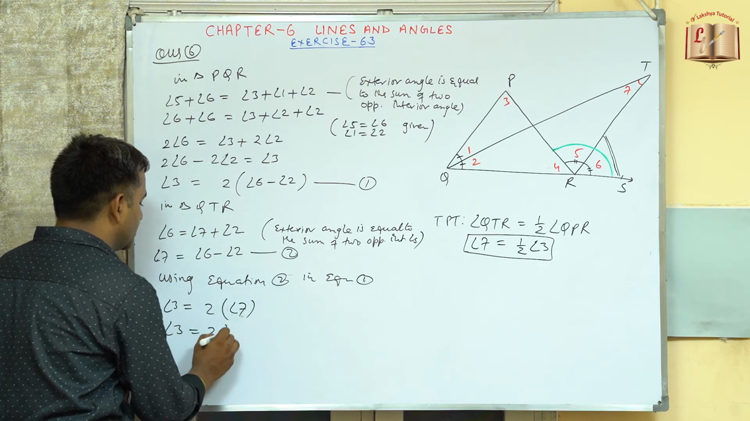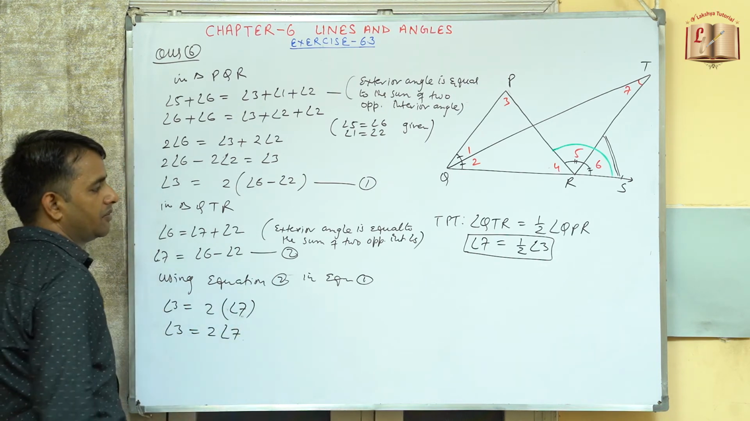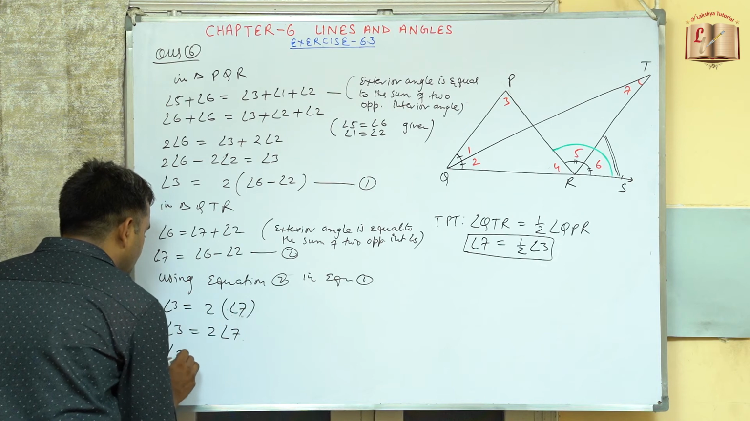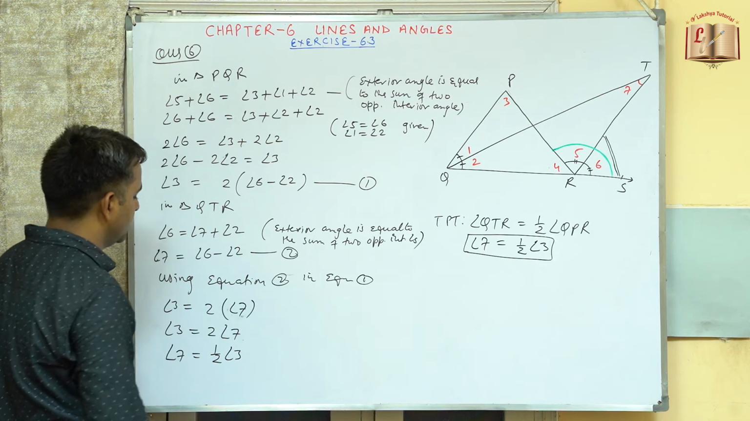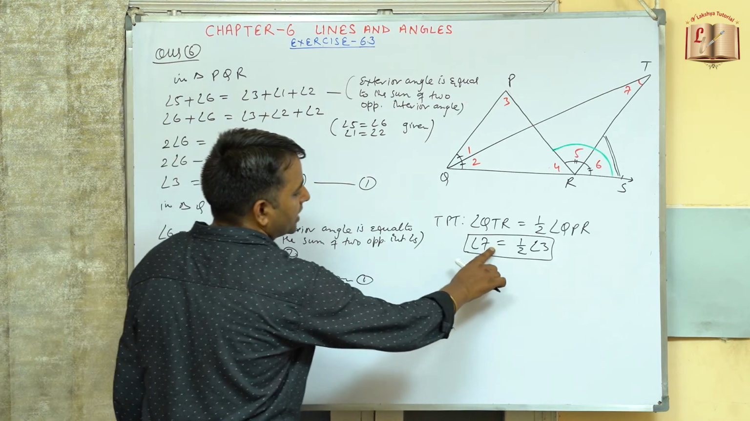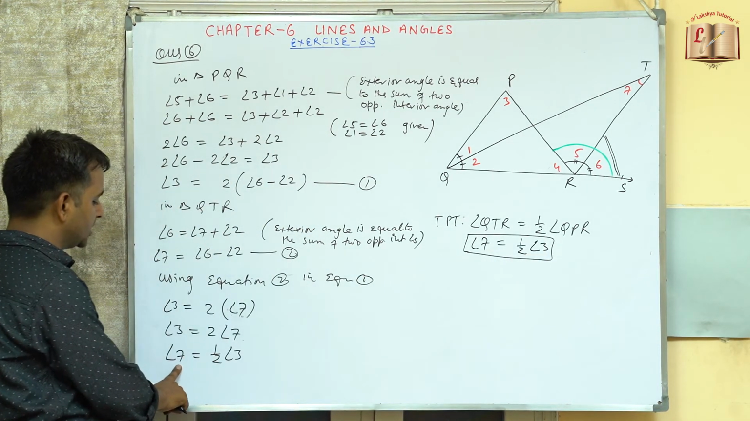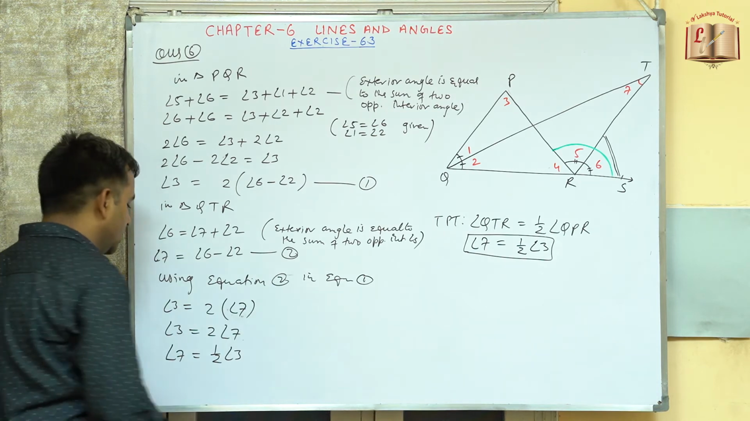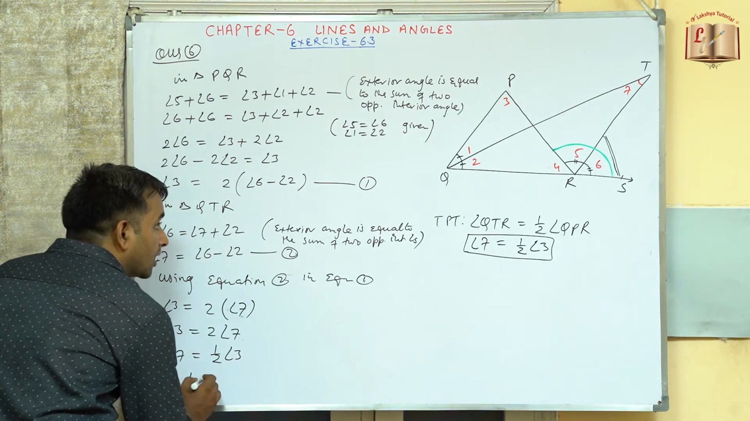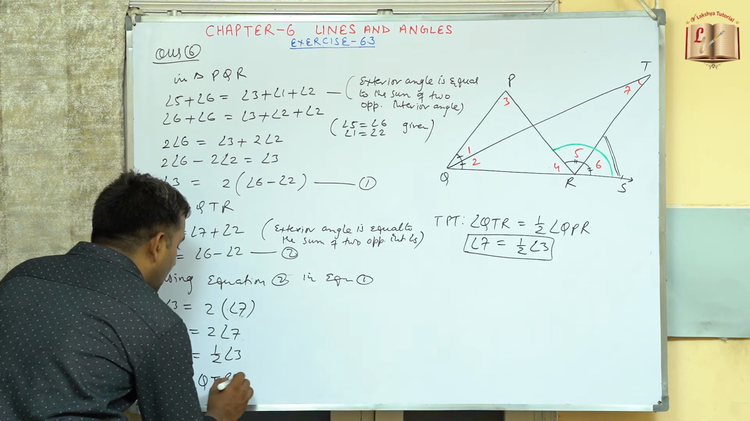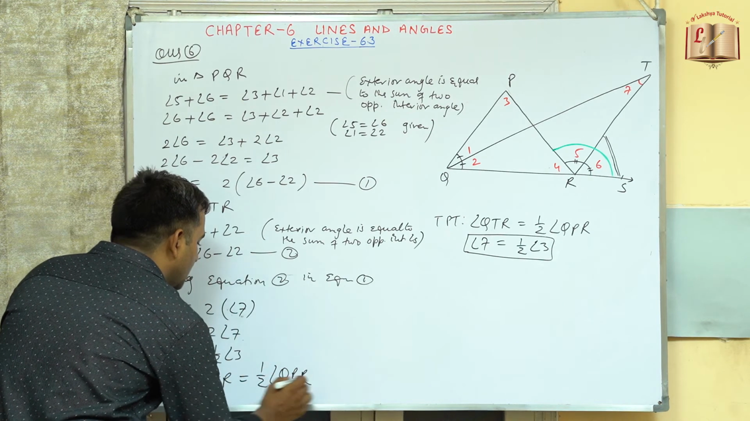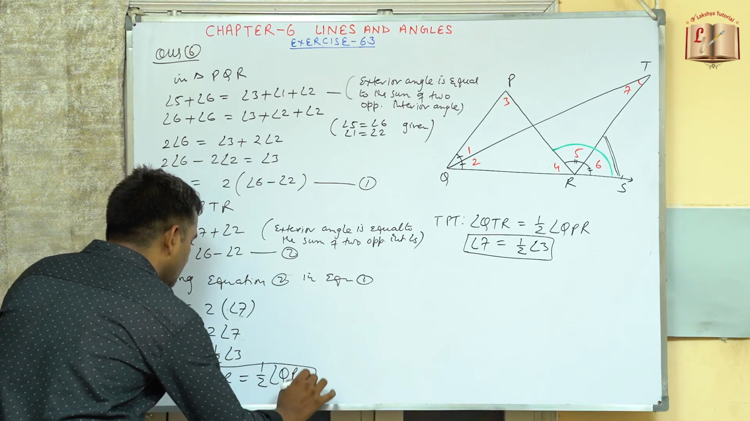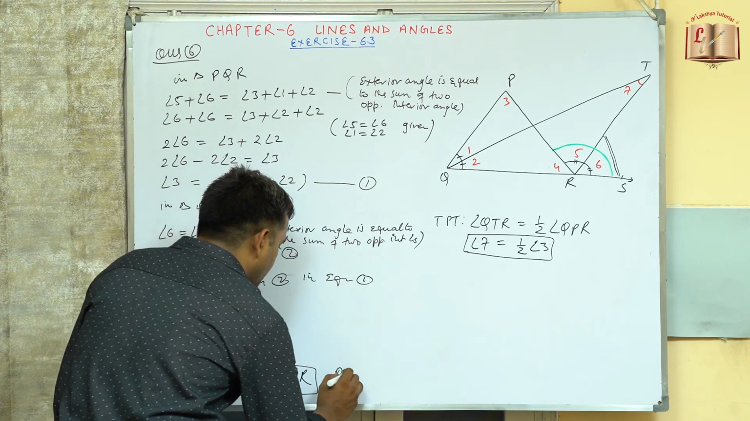So angle 3 is equal to twice of angle 7, or angle 7 is equal to 1 by 2 of angle 3. So this is what we got: angle 7 equals half of angle 3. Therefore I can write angle QTR is equal to half of angle QPR. So now this is proved.